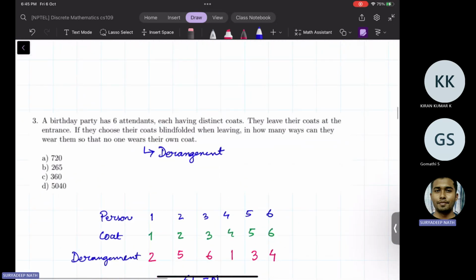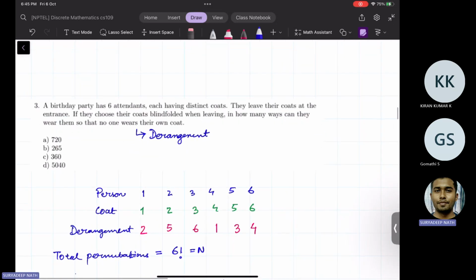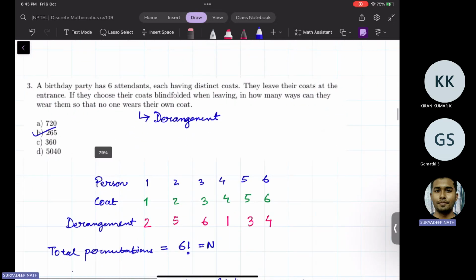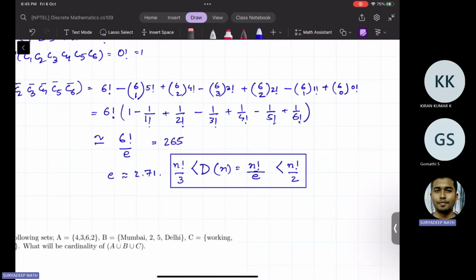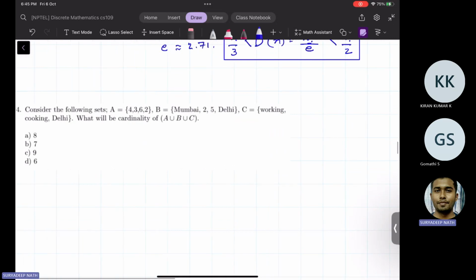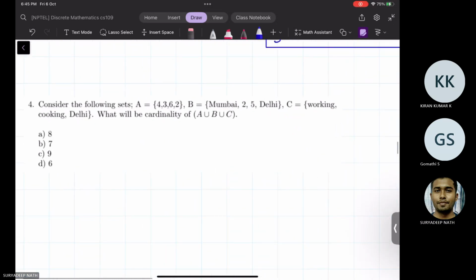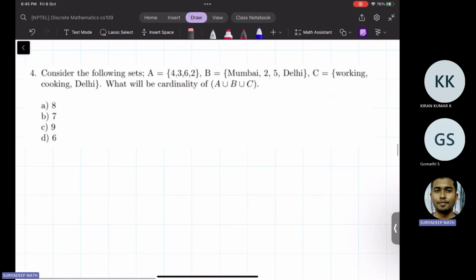So for this, the option would be B, 265. So D of 6 is 265. I hope that is clear. Coming to the next question. So this is a simple question.